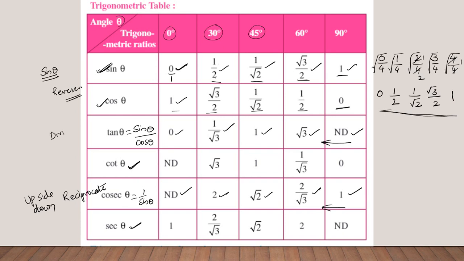So when you divide, you are going to get values for tan theta. Again, if you do it in reverse order for tan theta, you are going to get the values for cot theta, right? Next, again reciprocating. Reciprocate means making it upside down. So cosecant theta is nothing but 1 by sin theta. And again, writing its reverse.